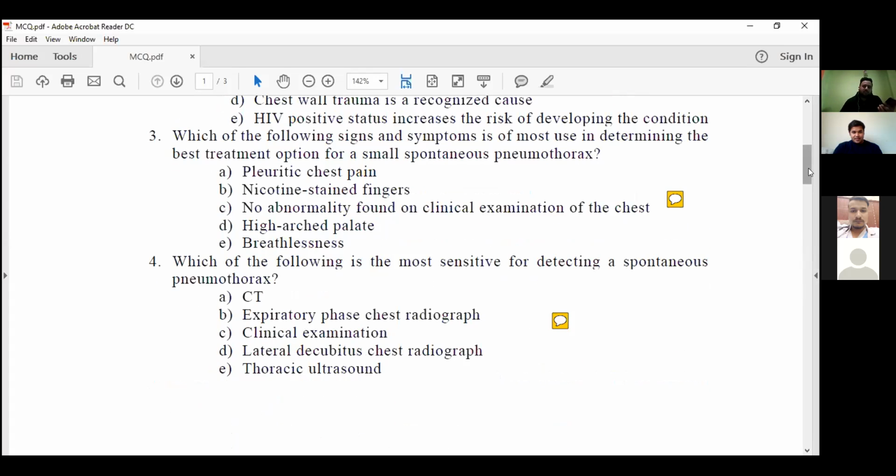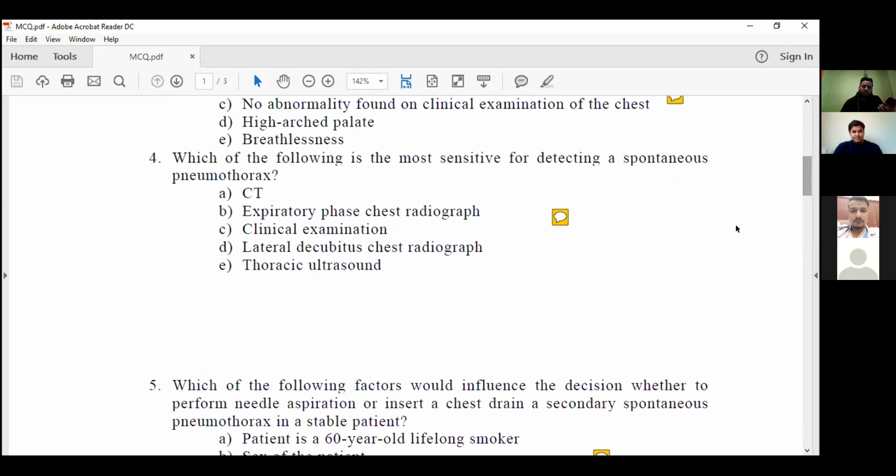And question number 3. Which of the following signs and symptoms is of most use in determining the best treatment option for small spontaneous pneumothorax? Options are pleuritic chest pain, nicotine-stained fingers, no abnormality found on clinical examination, high arched palate, and breathlessness. The answer is E.